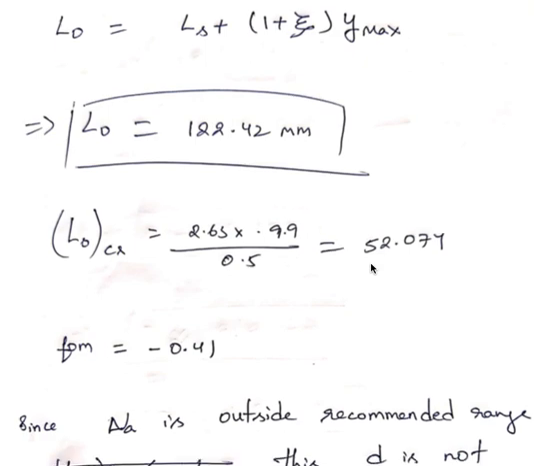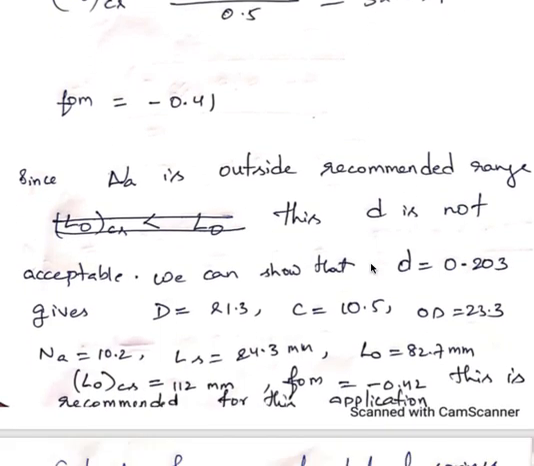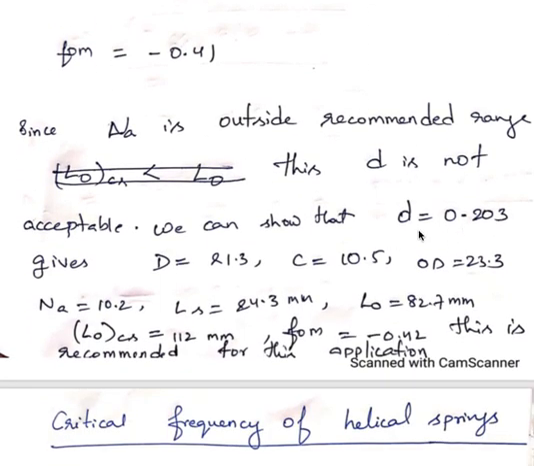So we keep doing this, and when we keep doing this, we'll see that if you choose a wire diameter of around 0.2 mm, then in this particular case the outer diameter would come out to be 21.3 mm in order to achieve that particular deflection for that particular force. The outer diameter will turn out to be this, C to be 10.5, and then Na to be 10.2, the solid length to be this, the free length to be this, the L naught critical to be 112.